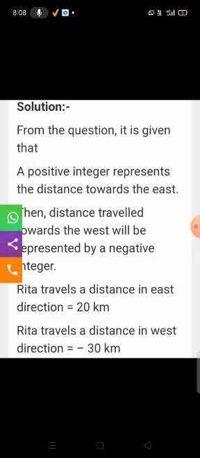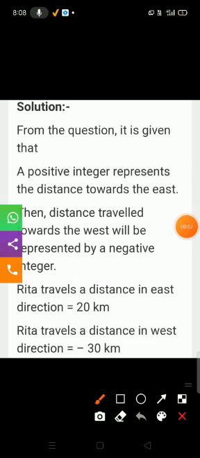Do you know, students, there are 4 directions: east, west, north and south. The distance travelled towards the west will be represented by a negative integer. Positive integer for east and negative integer for west.